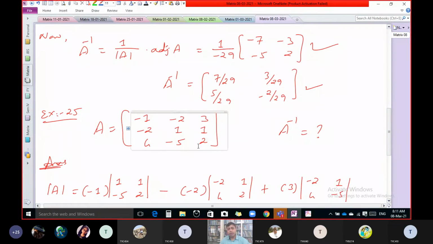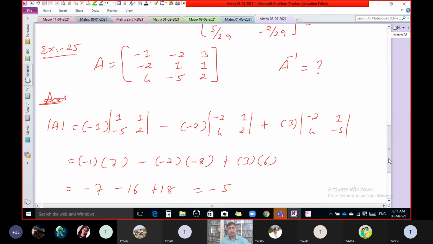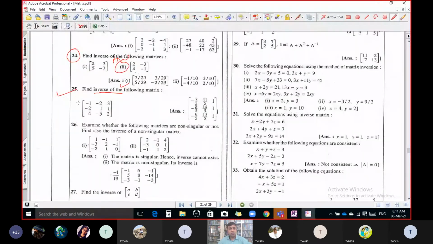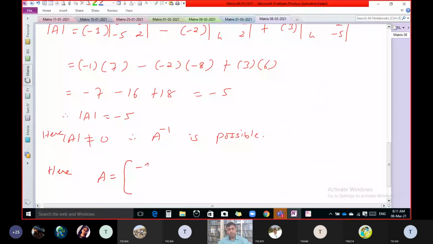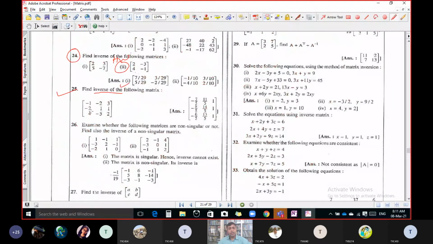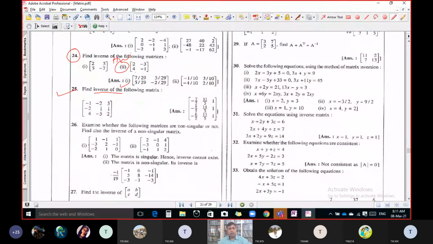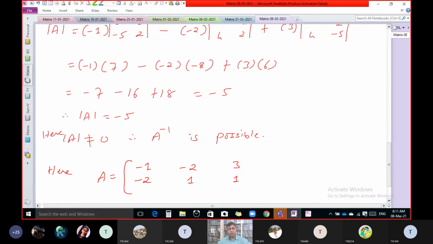Now for a 3 by 3 matrix, how to find out adjoint? See, it is time consuming. So first of all, let us write down this matrix A again. Let us rewrite matrix A. The elements in the first row: minus 1, minus 2, 3. Second row: minus 2, 1, 1. Third row: 4, minus 5, 2.